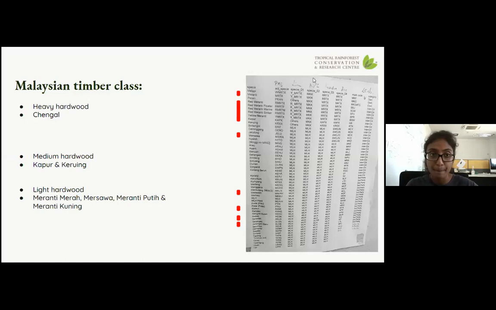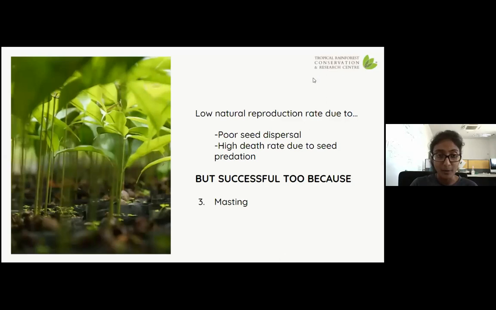Okay, so the third reason why dipterocarp is so special is because of masting. But before that, let me explain this story. Dipterocarp trees have a low reproduction rate because of two factors. The first is poor seed dispersal. The seeds, when they drop from the mother tree, from the canopy, don't fall too far away from the mother tree because they are relatively heavy, because the composition of the fruit is mostly wood.